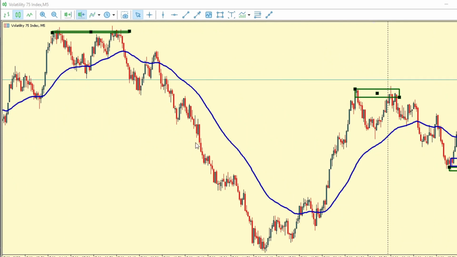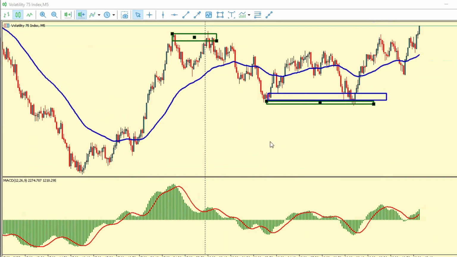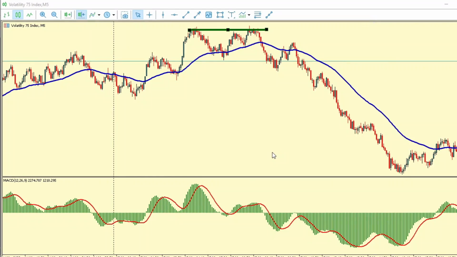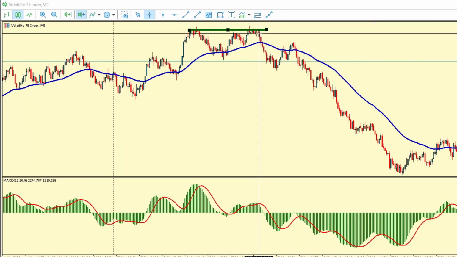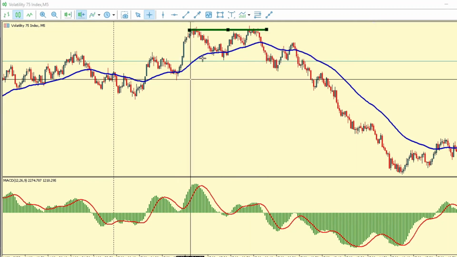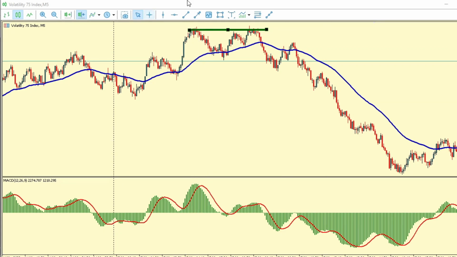My other hack is the MACD. My favorite, the MACD. I put on my MACD. This is my last one. You can see now, looking at this MACD, it showed me, on this leg, first, the hidden divergence. I love the MACD so much. I think you've watched my videos, but let's look at this.